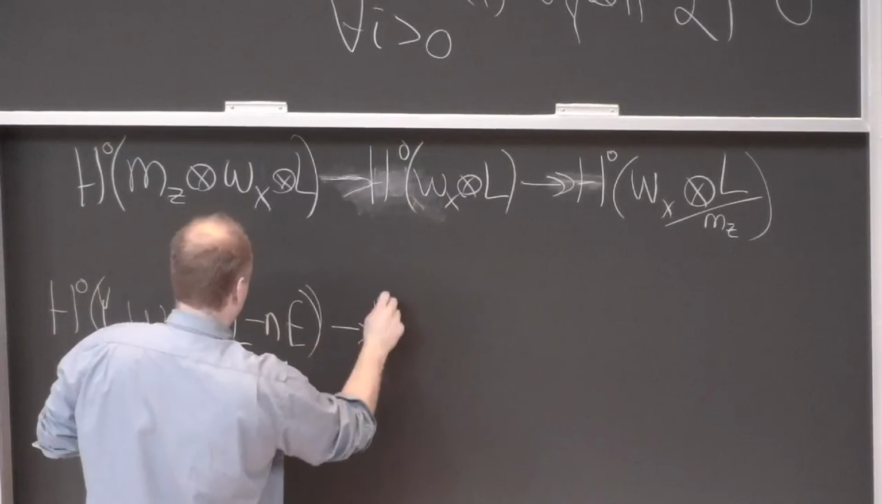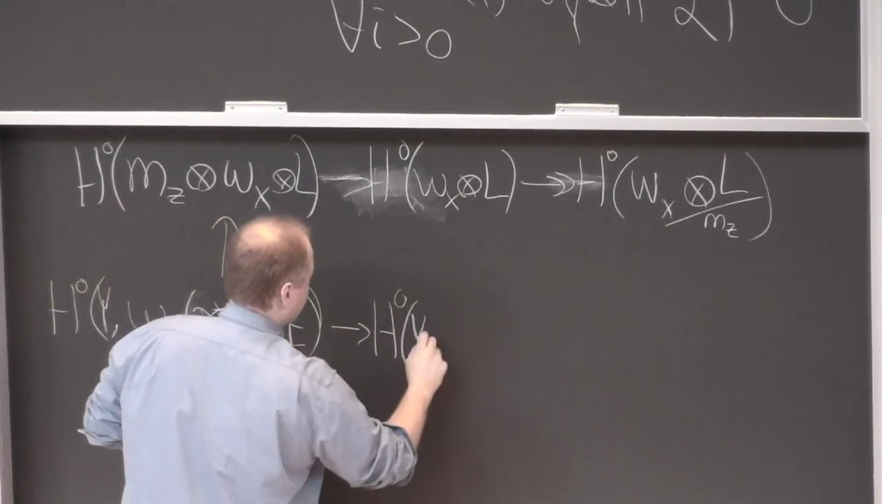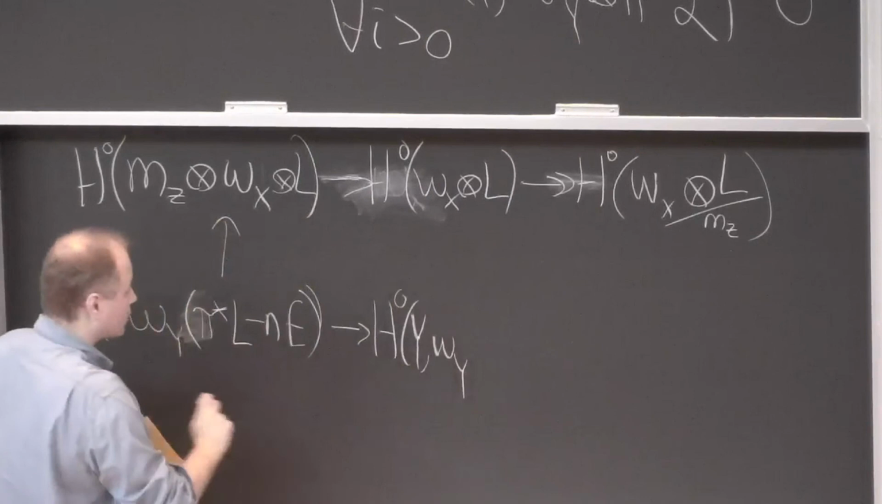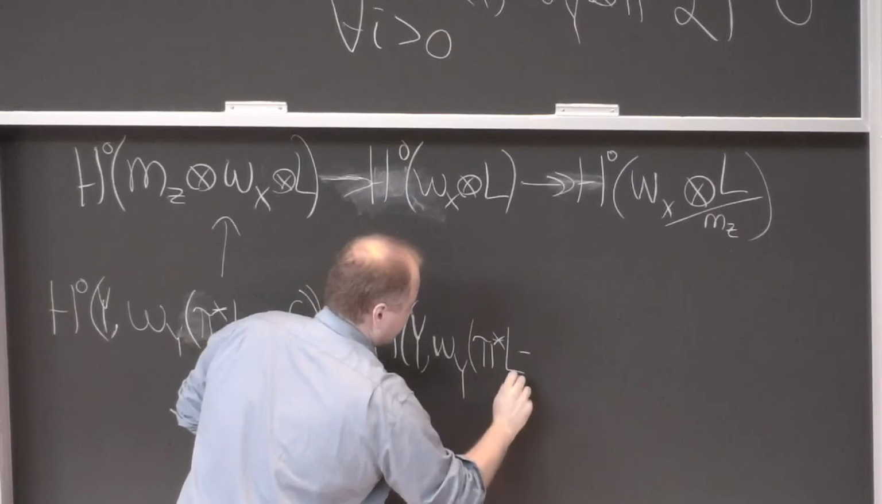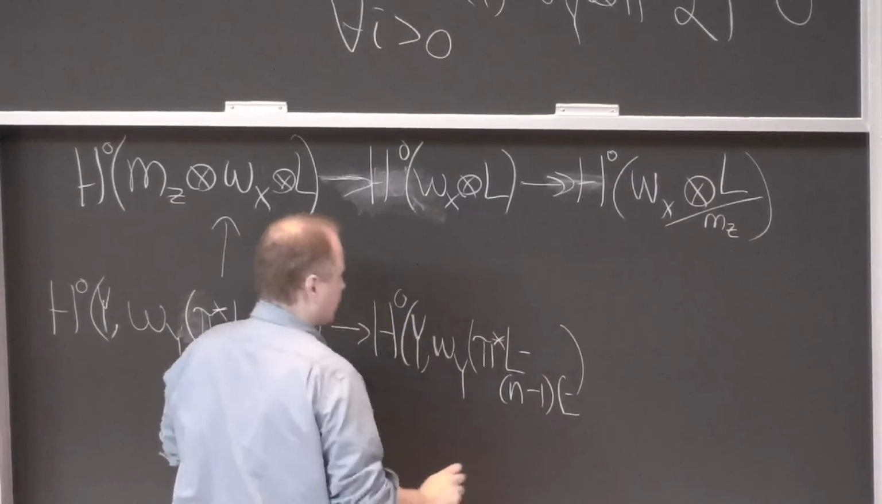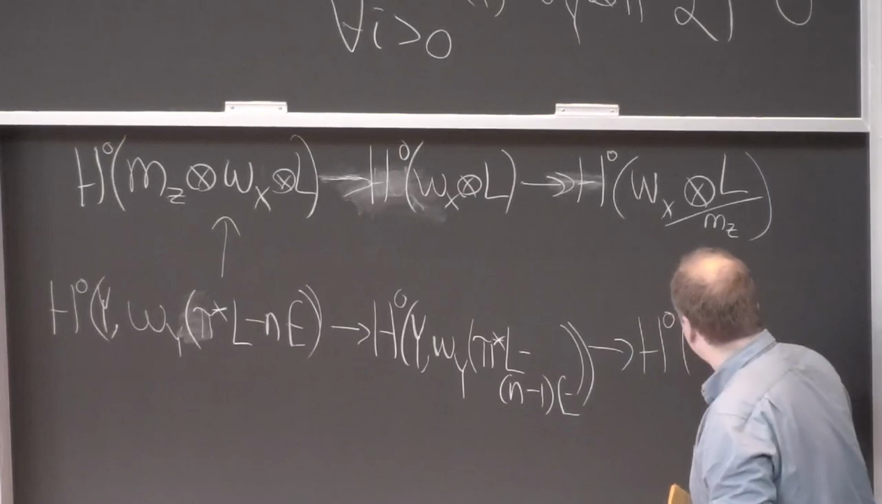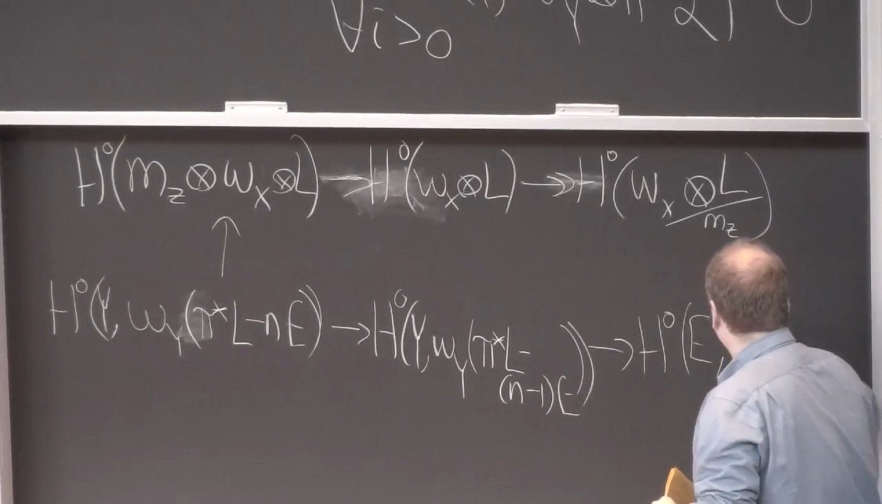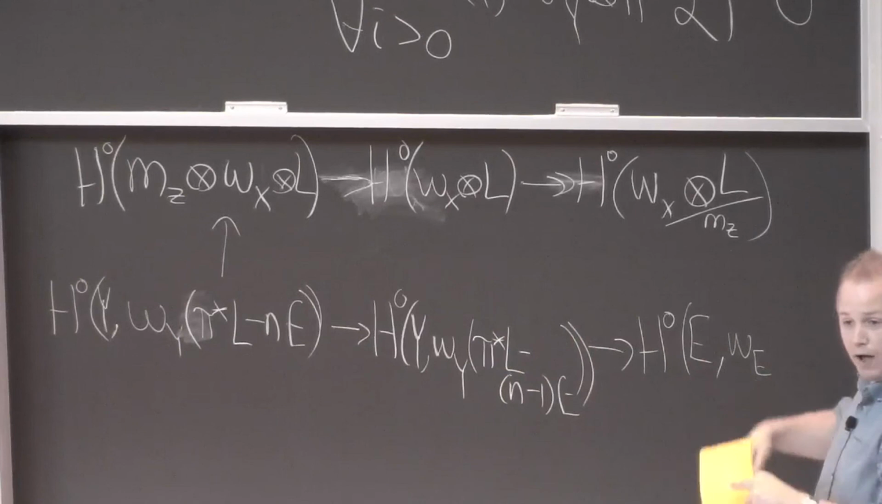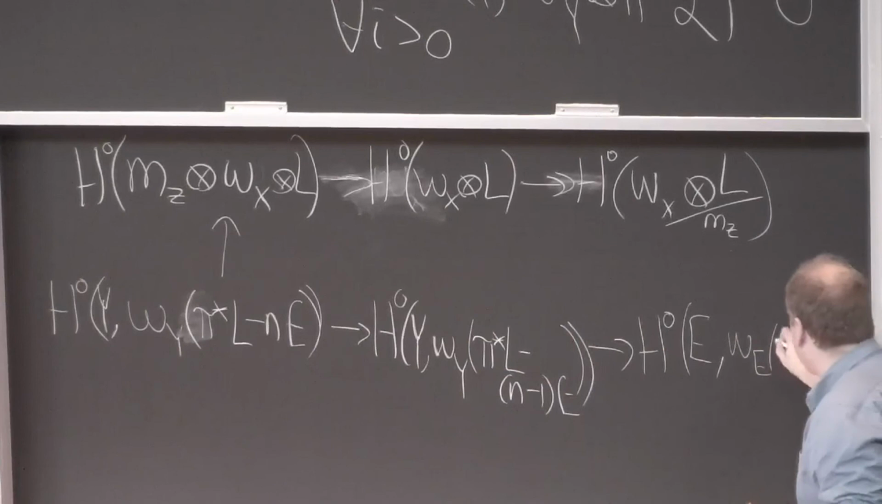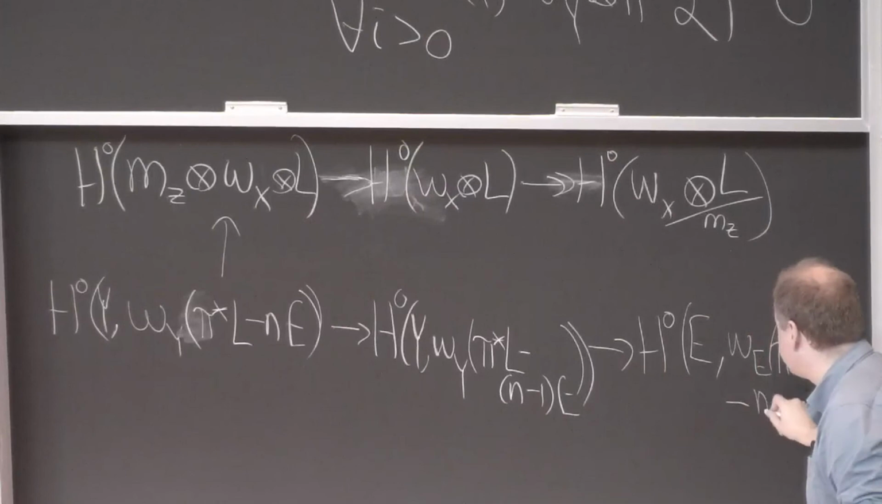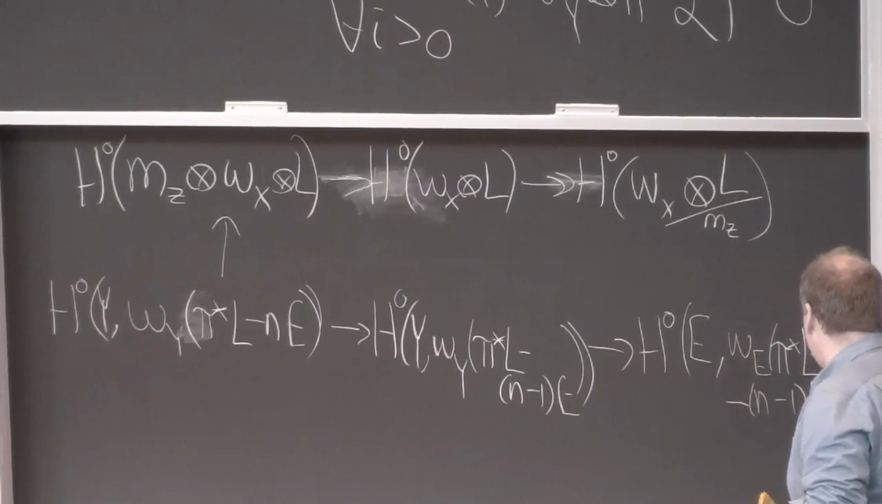This guy's going to map to H^0(Y, omega Y tensor pi upper star L), where I'm going to twist by one copy of E off, minus (n minus 1)E. And then this guy is going to map to H^0 of E, using the exceptional divisor, remember, omega Y plus a copy of E, mod out by omega Y. This is the adjunction formula, which gives me omega E. And then I'm going to have pi upper star L, and I need to subtract off that term too, restricted to E. So some kind of self-restriction there. Okay.